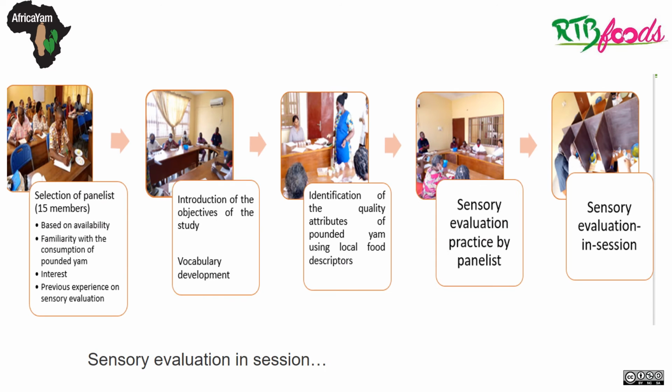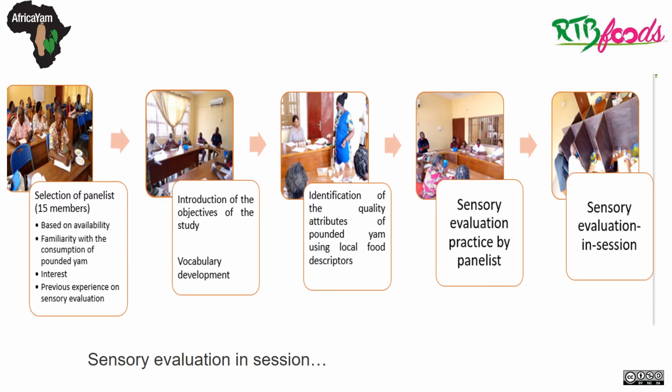After that, this is the sensory evaluation method that we use. We select the panelists. Usually we use about 15. They are trained panelists. So we select them based on availability, based on familiarity with the consumption of pounded yam, and based on interest and previous experience on sensory evaluation.